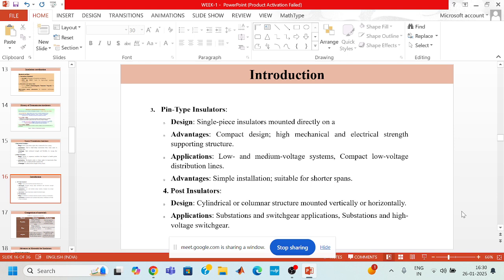Now the next is post insulators. The post insulator design is a cylindrical or columnar structure which is mounted vertically or horizontally. The main applications of post insulators are in substations and switchgear applications.